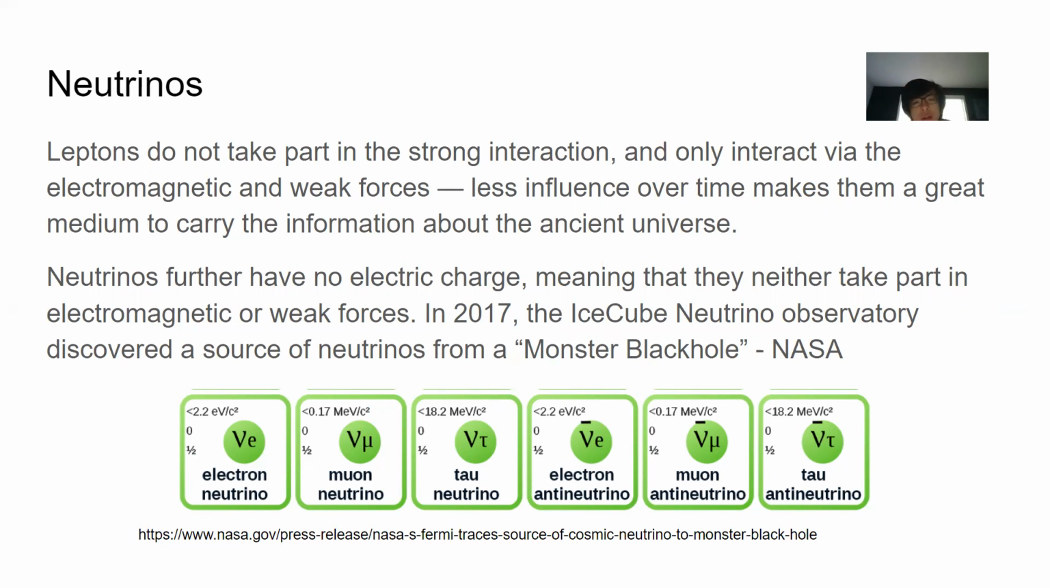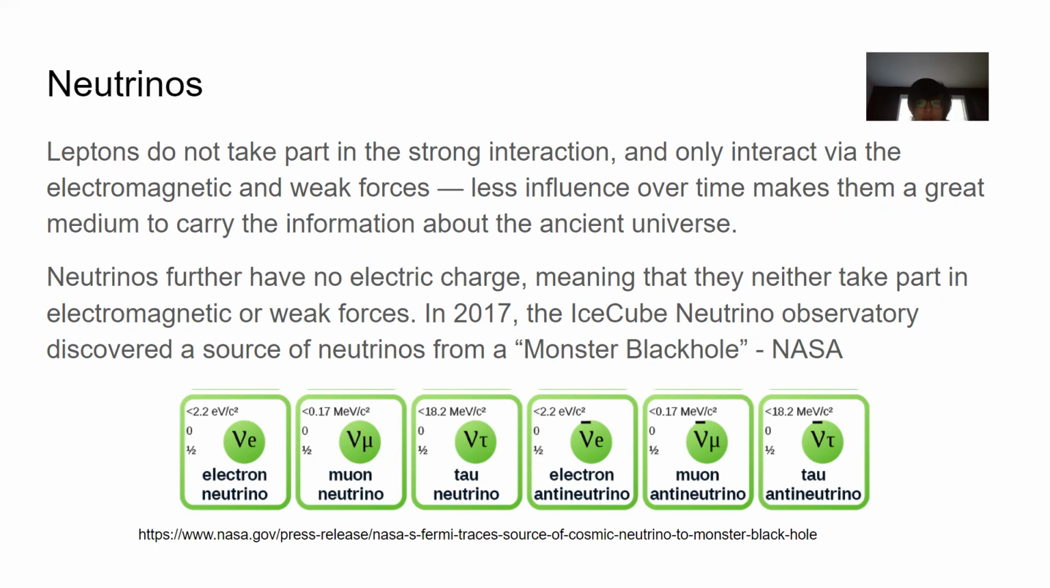And furthermore, neutrinos interact even less than the normal electrons, muons, and tauons because they have no charge. So they don't have magnetic interactions either. So that means they are a great carrier of information, like we discussed. So in 2017, the Ice Cube Neutrino Observatory discovered a source of neutrinos from a monster black hole, a very extreme event, and documented on the NASA website.